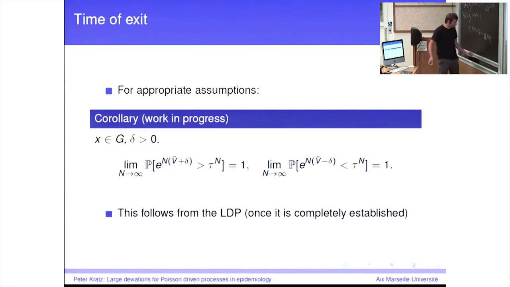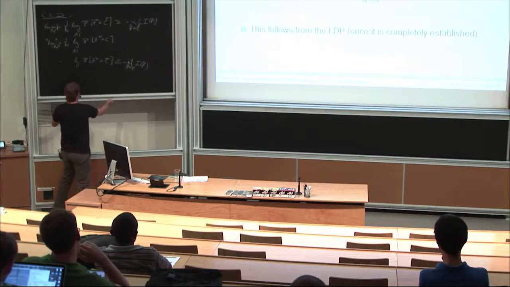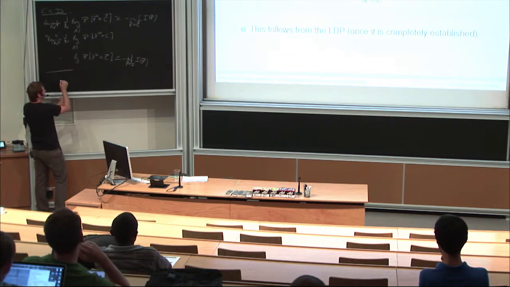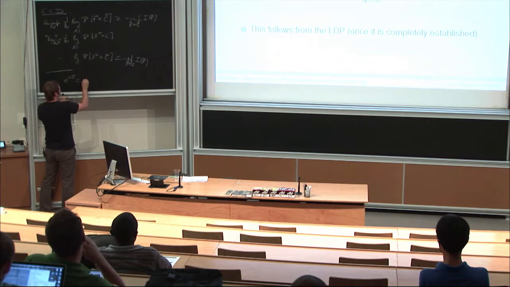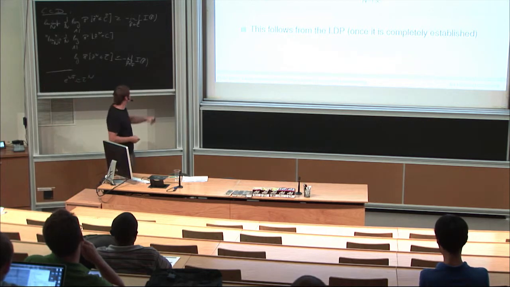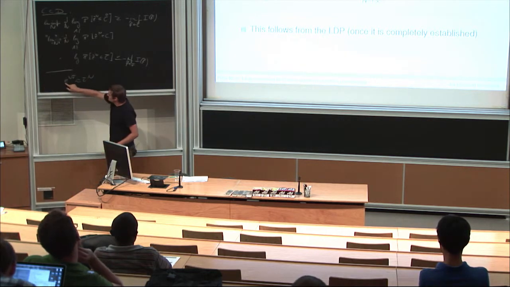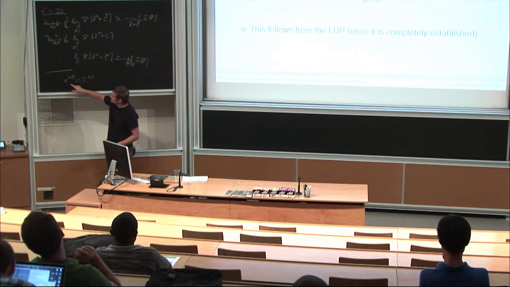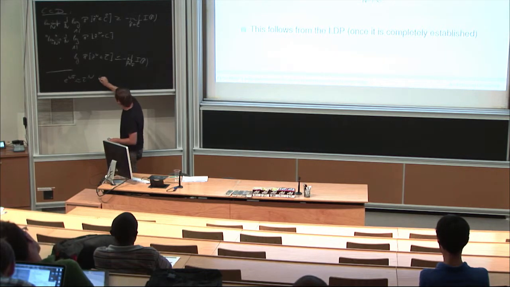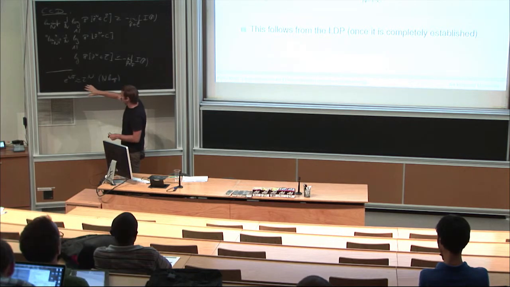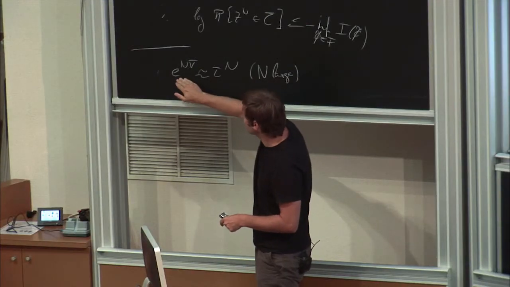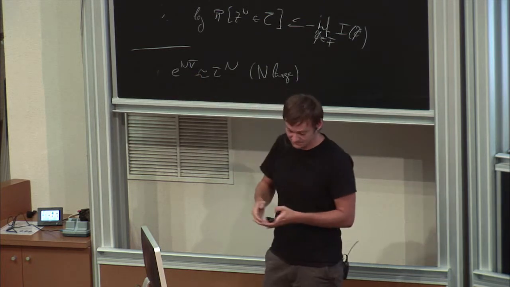That is, well, informally, that means together with the second result that the time of exit is about, for large n, well, of course, for n large, and one has to be careful, but it's about this quantity, so it's exponential in the V bar.